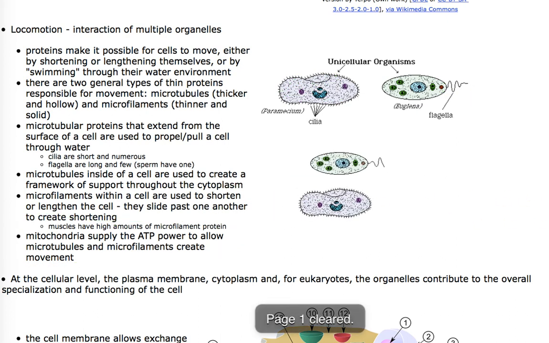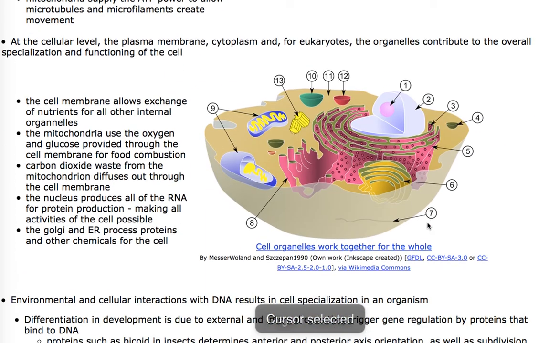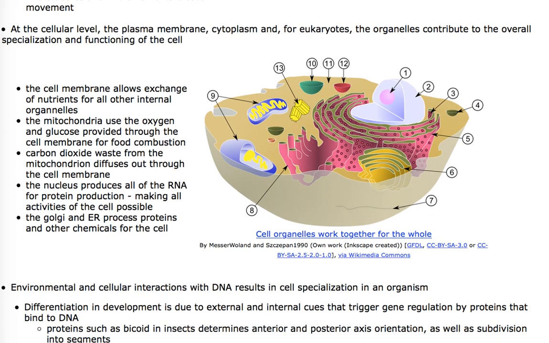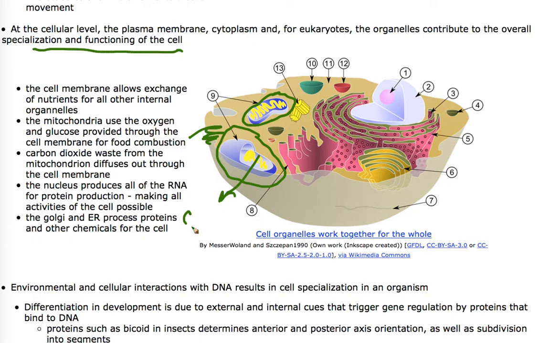So in summary, what we have then is a story of how the plasma membrane, the cytoplasm, and the organelles contribute to the overall specialization and functioning of the cell. The cell membrane allows for exchange in and out of the cell. Mitochondria use the oxygen and glucose provided through the cell membrane for food combustion. So that's these little guys. It's not directly glucose, though. The cell has to crack it into pyruvate first, but carbon dioxide waste from the mitochondrion goes out through the cell membrane. That comes out.